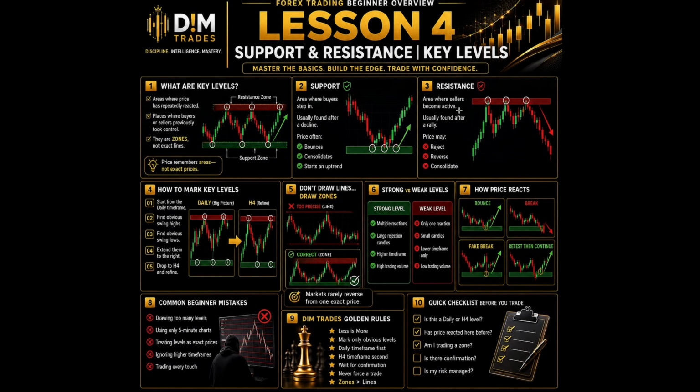Resistance are areas where sellers become active. Remember, supports are areas where buyers become active, where they step in. Resistance are where sellers become active. They're usually found after a rally. Rally means when something pushes up: uptrend, rally, bullish markets, they are all the same thing. Decline, bearish markets, all of those things are the same when we are talking about sellers there, right?